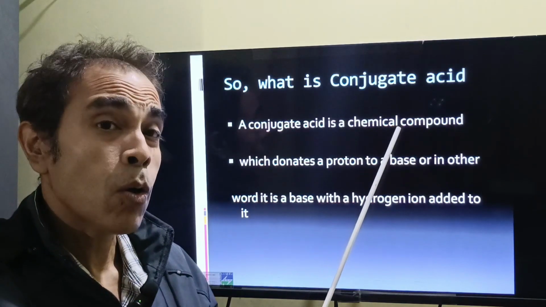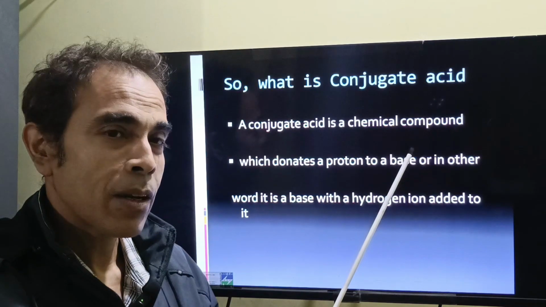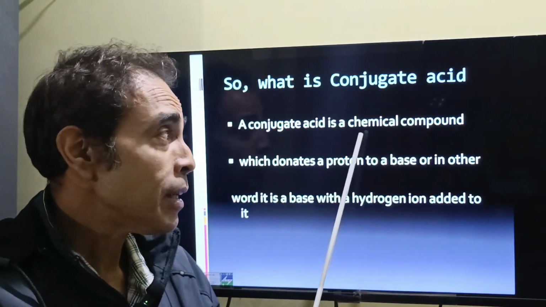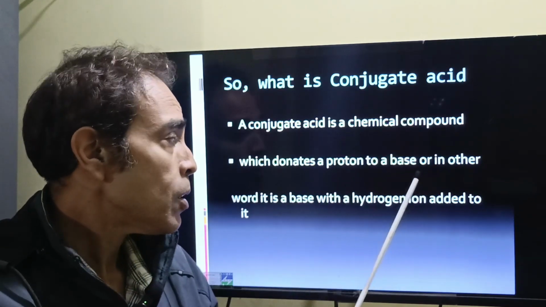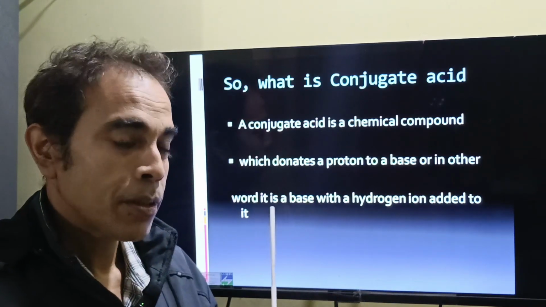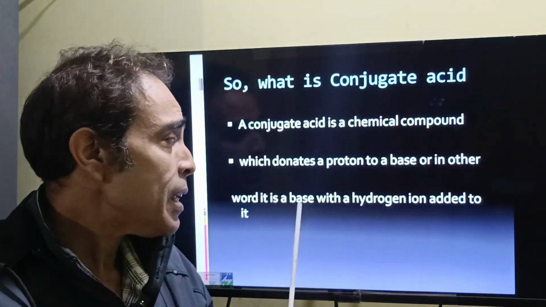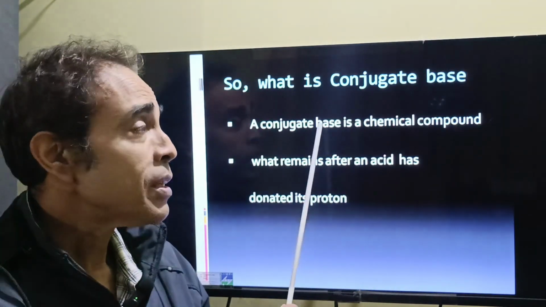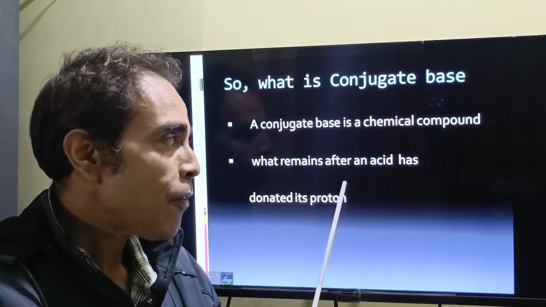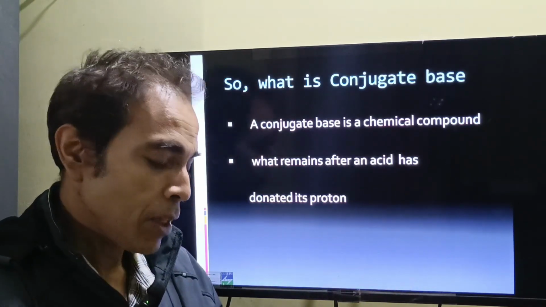So what is a conjugate acid? The definition is, a conjugate acid is a chemical compound which donates a proton to a base, or in other words, it is a base with a hydrogen ion added to it. And what is a conjugate base? A conjugate base is again a chemical compound that remains after an acid has donated its proton. So after the acid has donated its proton, the compound that remains is the conjugate base.